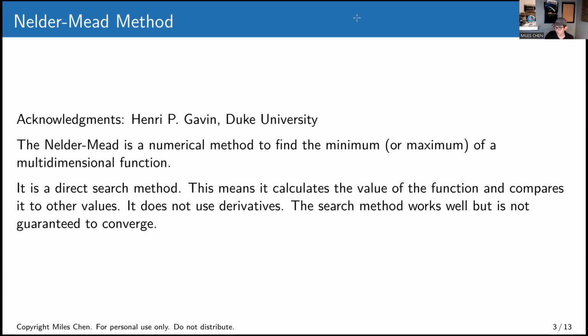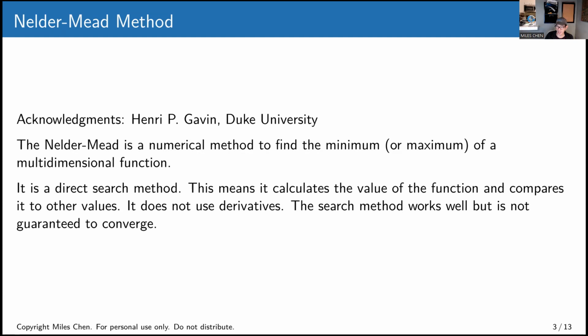I have to give credit to Professor Gavin from Duke University, who produced some notes that were very helpful. Anyway, we use the Nelder-Mead method to find the minimum of a function. What it does is it basically evaluates the function at a few locations, and the algorithm says, well, why don't we try out another location, okay? And based on the value it finds at that location, it searches for other things.